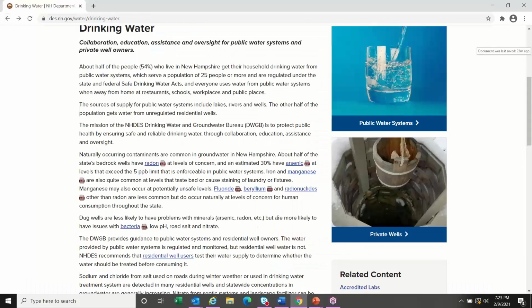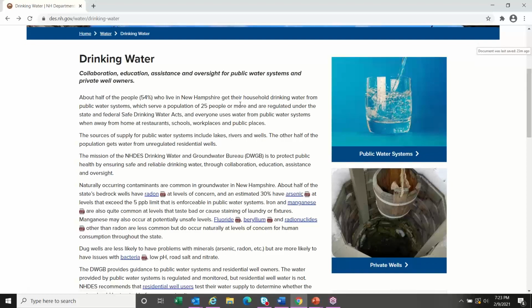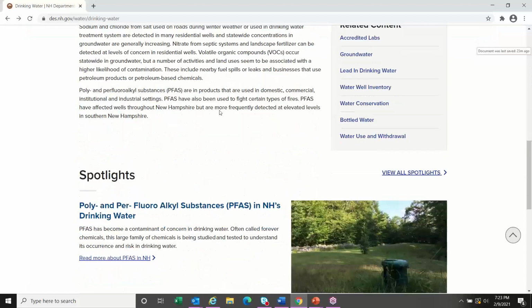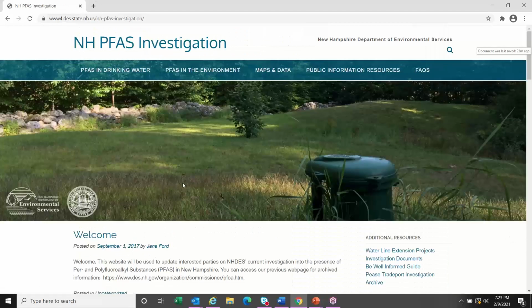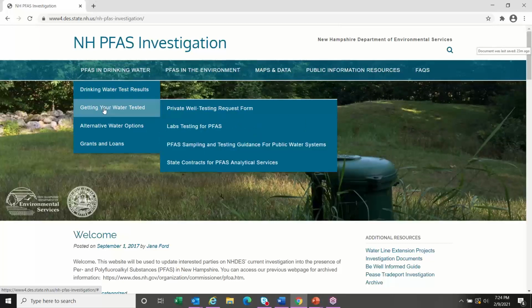And I'm just going to go back to the drinking water page to point out one more thing. If you scroll down to the bottom of this page, there's a tab down here that says read more about PFAS in New Hampshire. If you click on that, it brings you to the New Hampshire PFAS investigation page. Up here in the top left, this drop-down menu, you see a choice here, getting your water tested, and then to the right, private well testing request form.